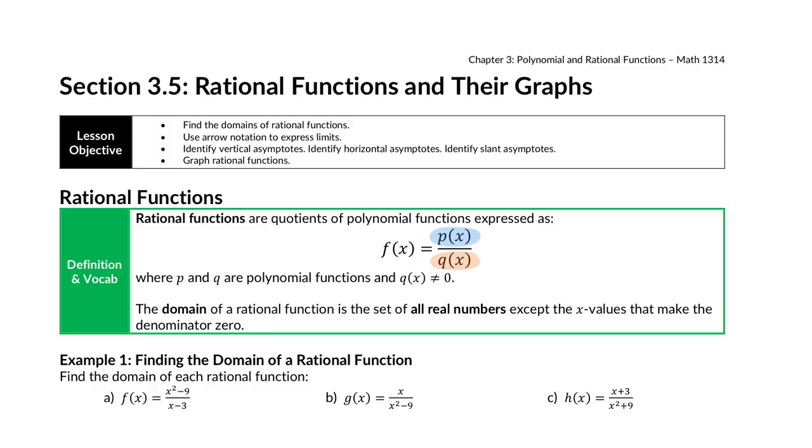We know from chapter 2 that rational functions have a restriction on their domain, and we know that the denominator cannot equal 0. That's a restriction on the domain. So there's going to be numbers that we have to throw away. So let's just remind ourselves of what that looks like.